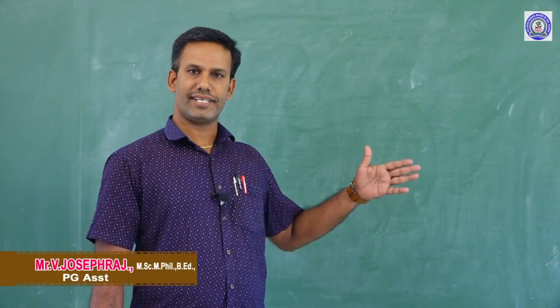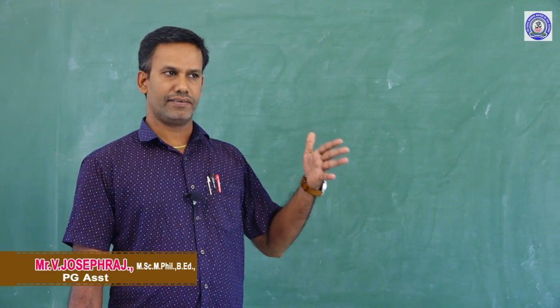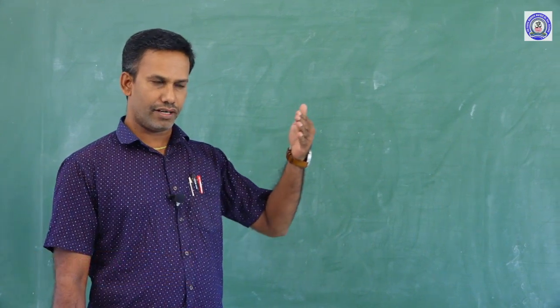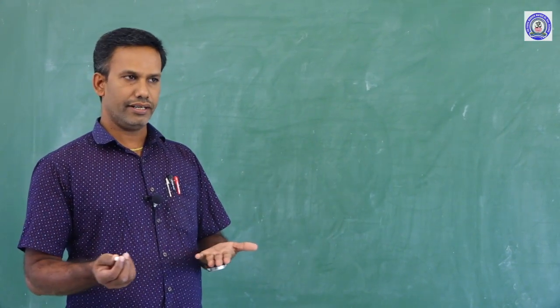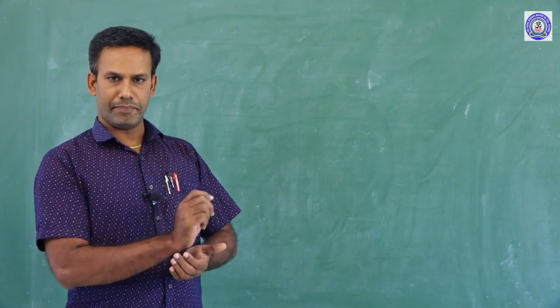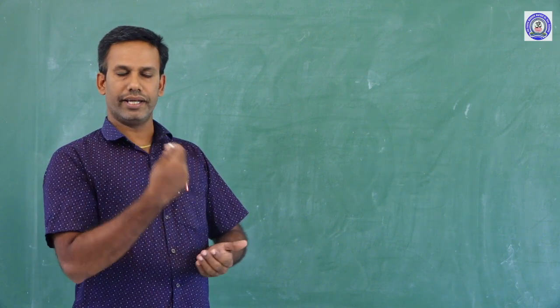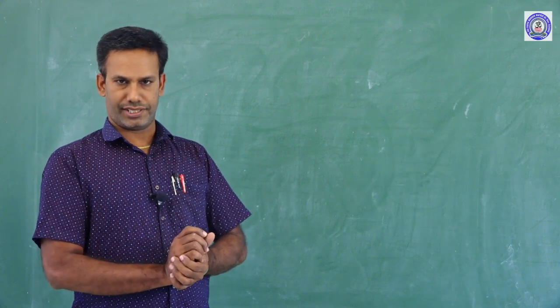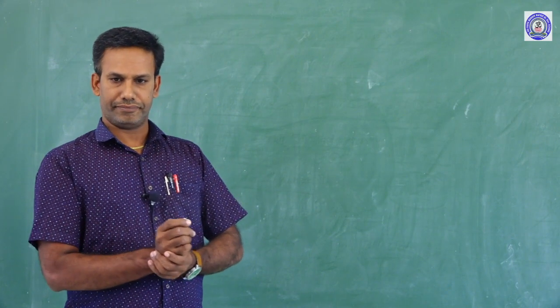In the last class, we have seen the functional derivatives of carboxylic acid, what they are called as functional derivatives of carboxylic acid, and how we can name them. Today, we are continuing the same topic: how we can prepare them and their properties. That is our topic today.